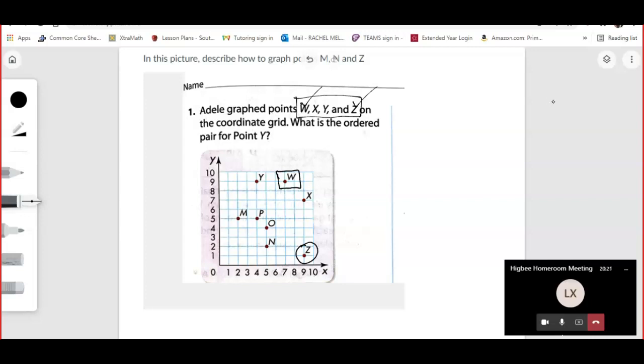Okay. Jada, would you like to tell us how to do X? How would you graph X? Starting at the origin, move over to the right 9 spaces on the x-axis and move up 7 spaces on the y-axis. Very good. Good job. All right, so then the last one that we want to talk about is Y. So who would like to describe how to graph Y? Elijah, go ahead.